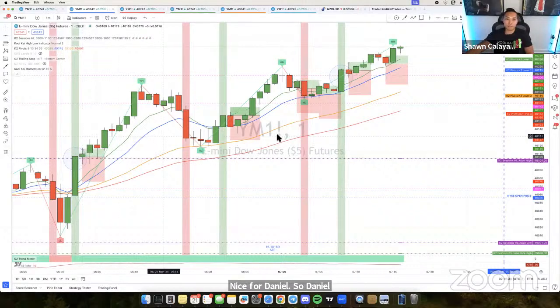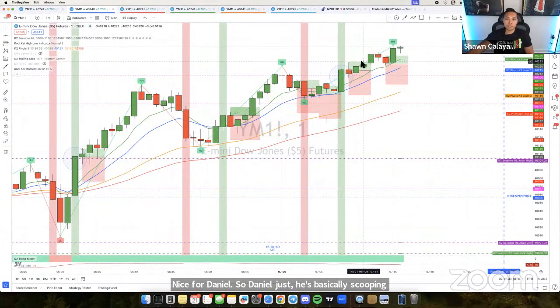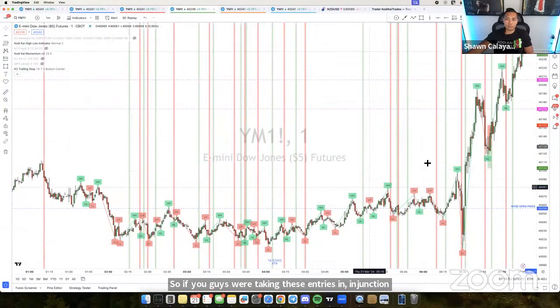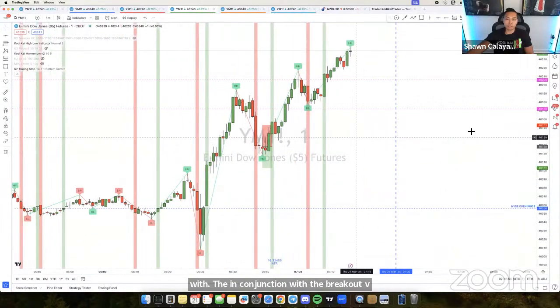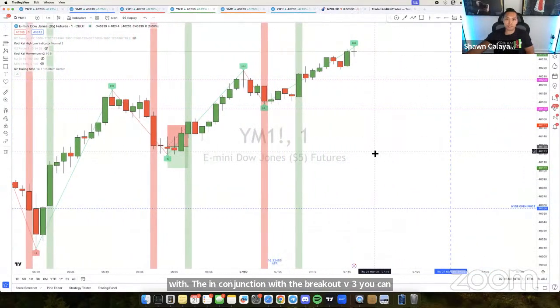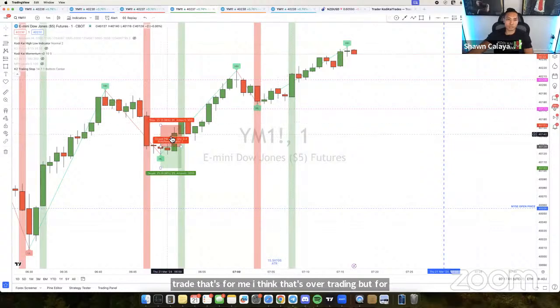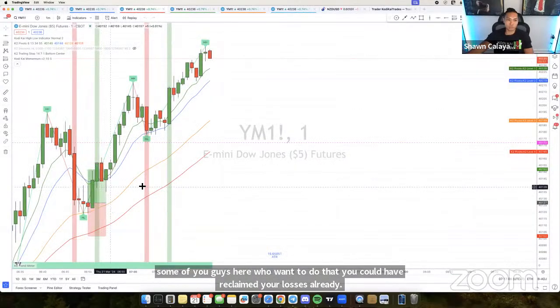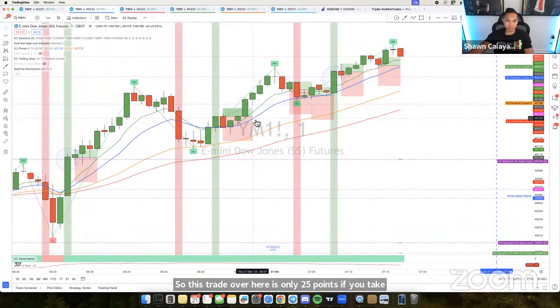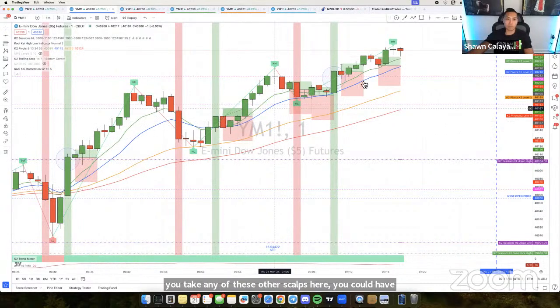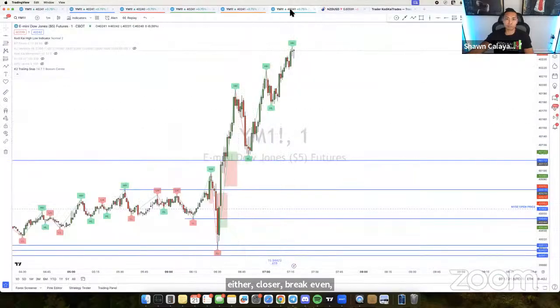There are so many entries coming up here. If you were taking these entries in conjunction with the breakout V3, you could have eaten a loss here and recouped your losses already by now. For me, I'm not going to overtrade. I think that's overtrading. But for some of you who want to do that, you could have recouped your losses already. This trade over here was only 25 points. If you took the PRV with it, you would have been at break even. And if you took any of these other scalps here, you could have gotten closer to break even, recouped some of your losses, or been in profit by now, because there's a bunch of entries that came up. Plus, on top of that, liquidity over here as well.